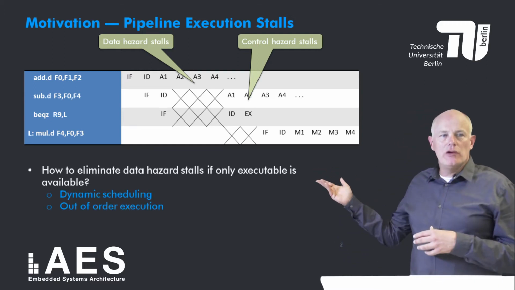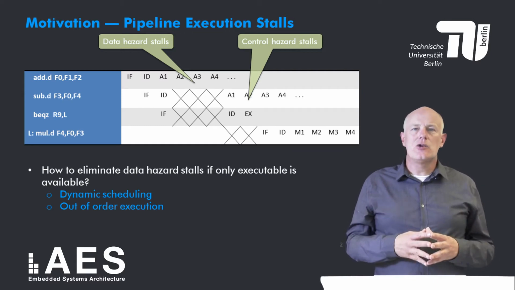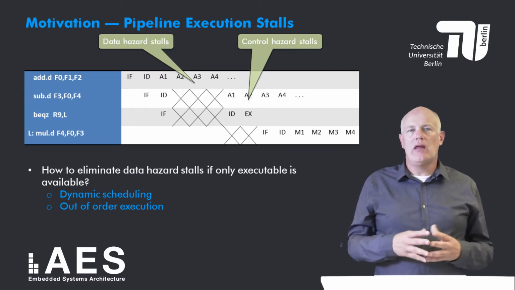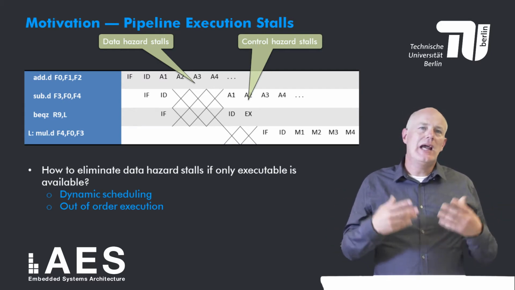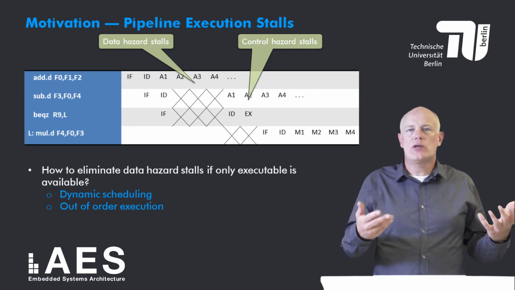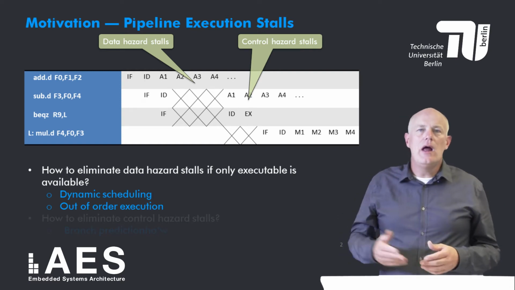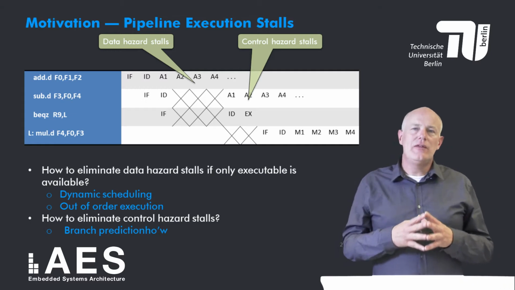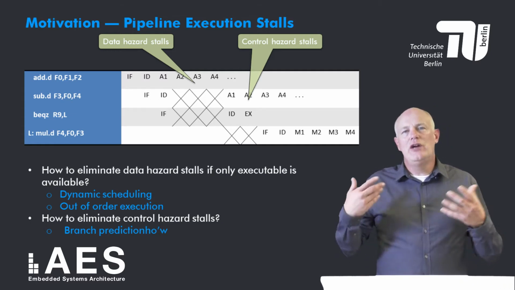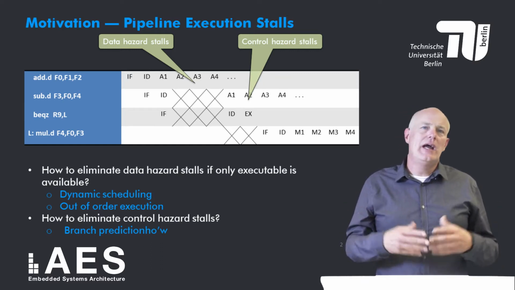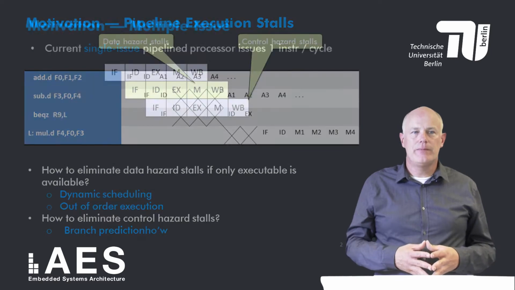In a previous lesson we saw that data hazard stalls can be eliminated by scheduling the instructions. But in this module we answer the question, how do we get rid of data hazard stalls when only the executable is available and we cannot reschedule the instructions in the code? As we will see, this leads to techniques called dynamic scheduling in hardware and out-of-order execution. The second question I will address in this module is, how do we eliminate or at least reduce control hazard stalls? As we will see, this is done using a technique called branch prediction.